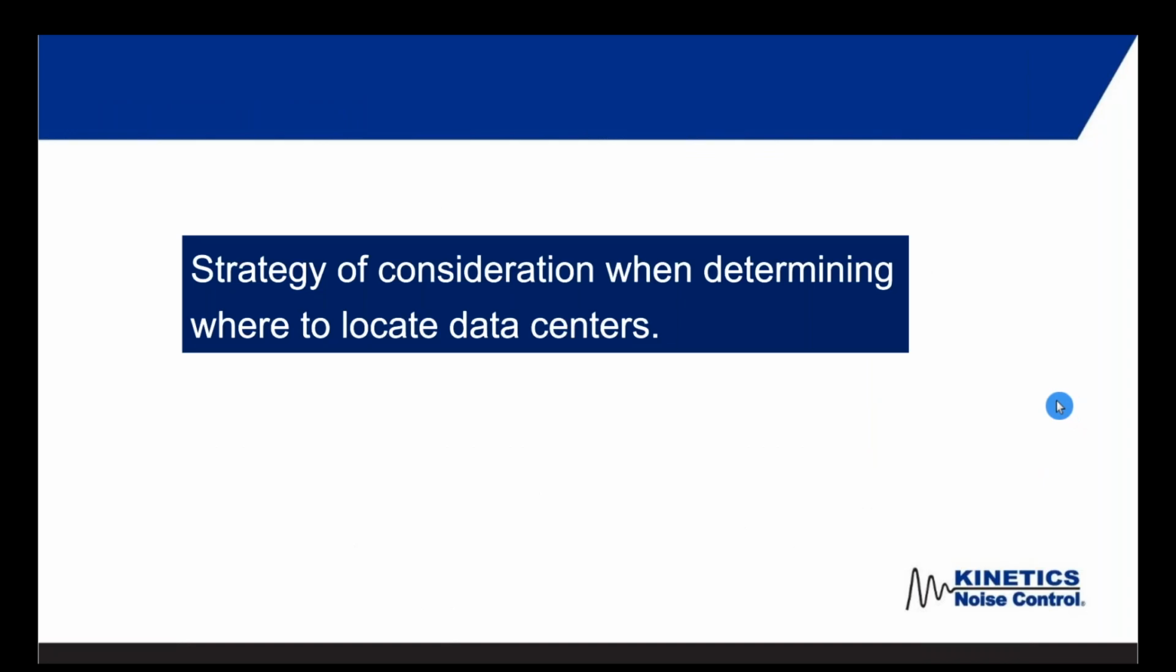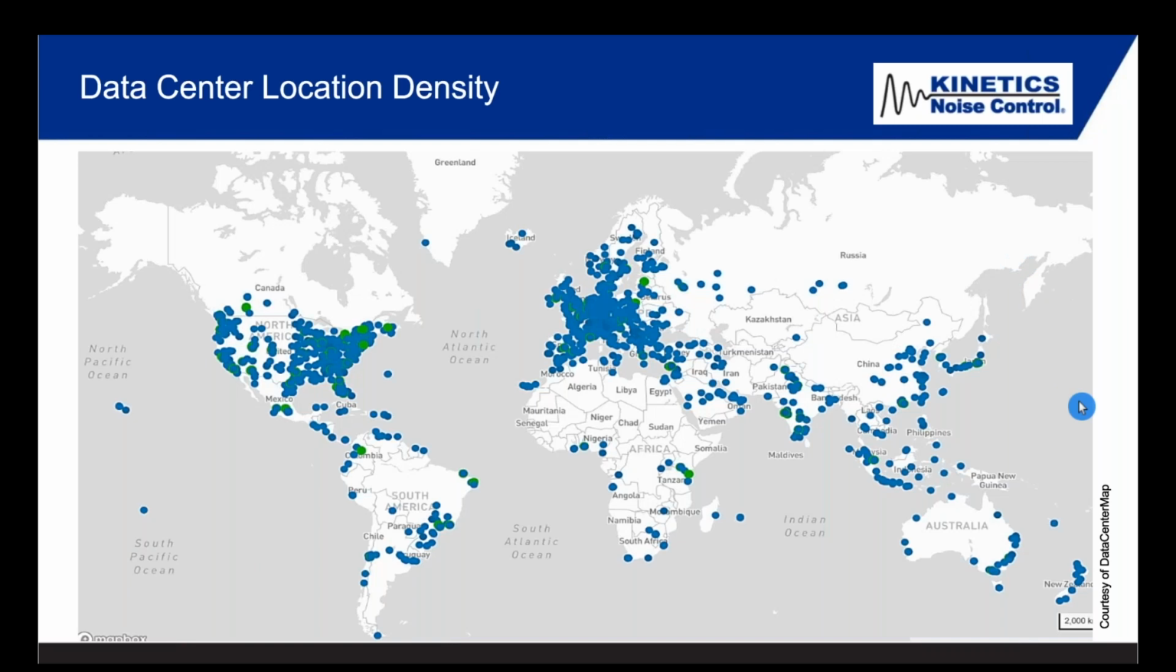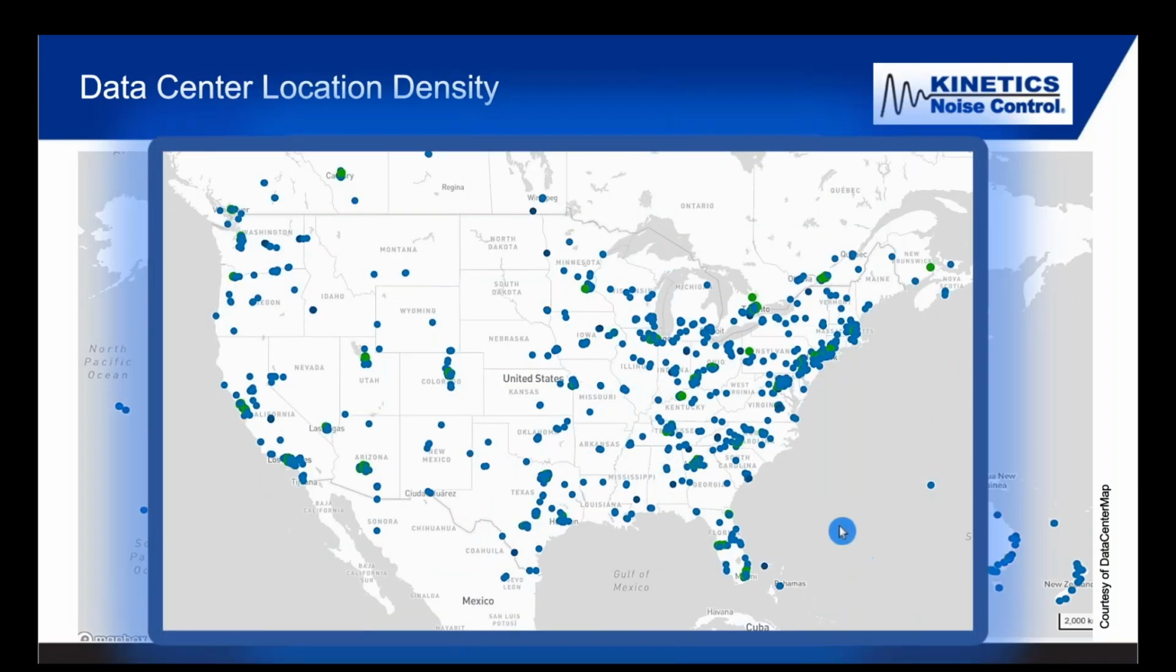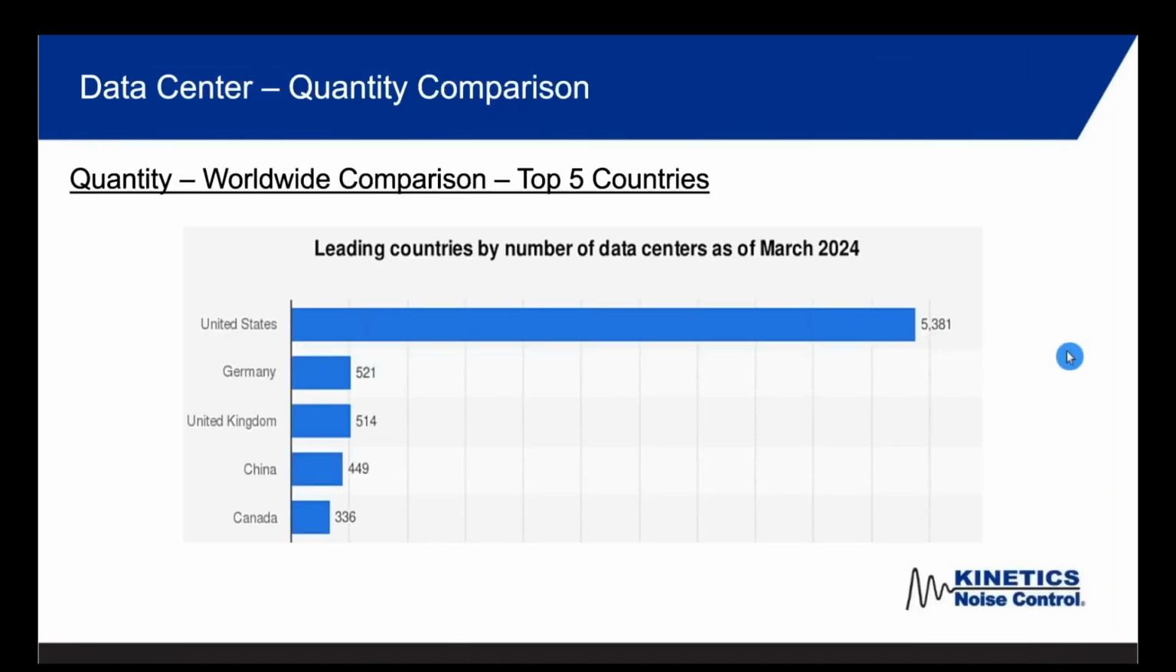The strategy of considering when determining where to locate data centers. When we look at the whole world, all these dots, whether they're blue or green, are the locations of data centers. And if we look at Europe alone, you can see the UK, Netherlands, Belgium, Switzerland. And then in the US, you can see similarly high concentration areas such as Boston, Philly, New York City, Los Angeles, Orlando, up in Seattle. You can see a lot of areas where the data centers are sprawled out. In some areas, you see none.